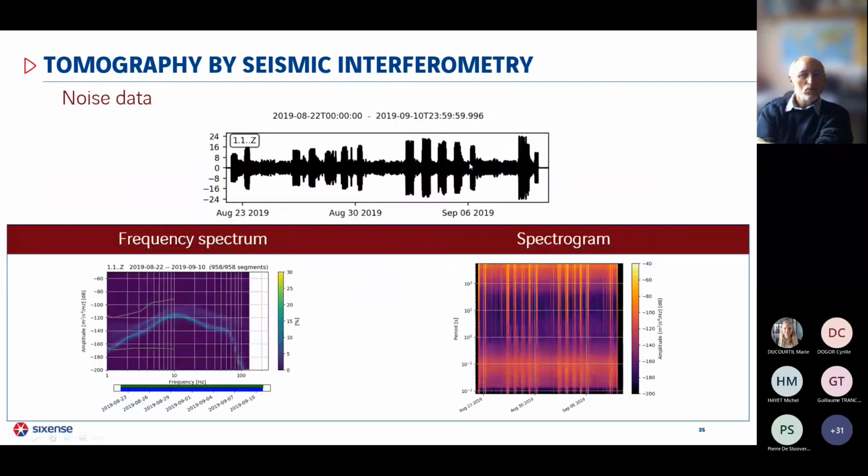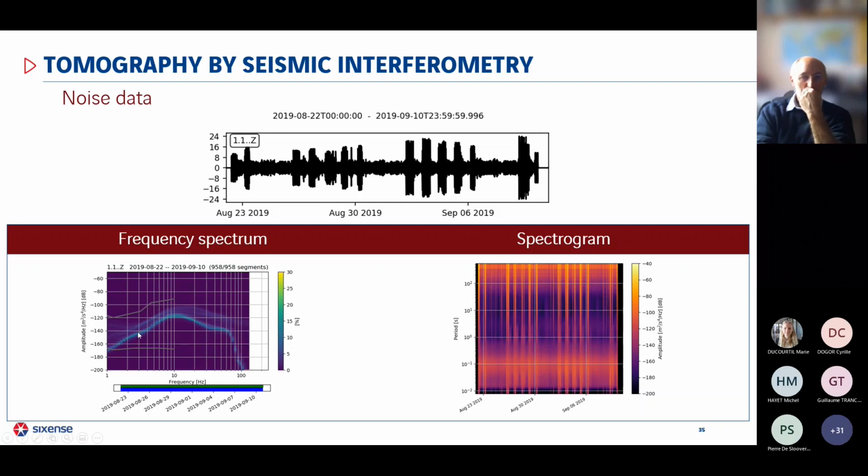Here I show you an example of noise data for one sensor and only the vertical component. This is a recording of about 3 weeks. We see clearly the difference in the amplitude of the signal between day and night and between weekends and during the week. And this is proof that the noise sources are mainly anthropogenic.